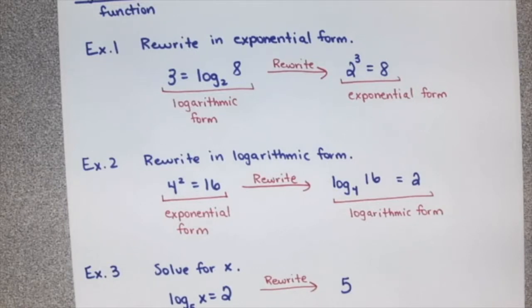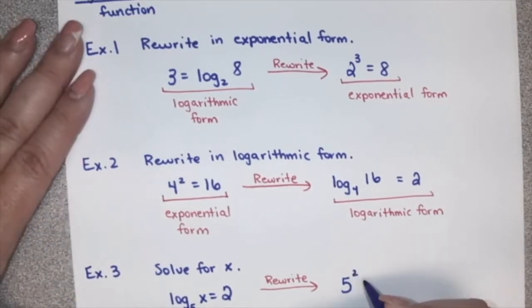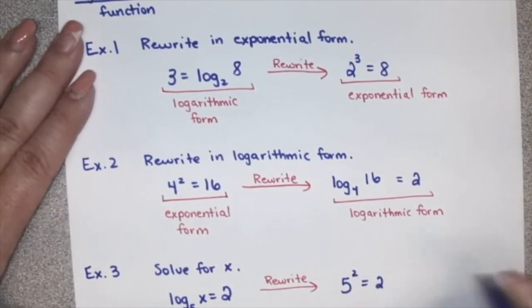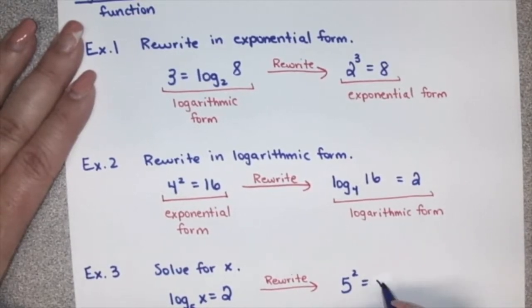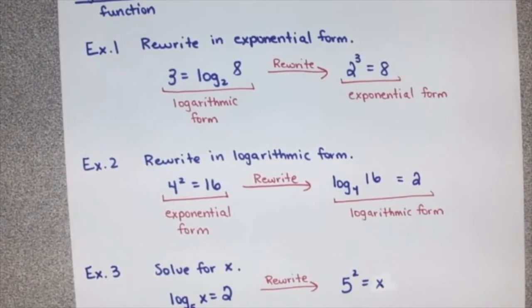Where do we put that when we switch it to exponential form? So the 2 becomes the what? The 2 becomes the exponent. Sorry, I'm kind of giving you the answer already. And then the x value just goes in the other spot. So we should be able to solve this now, right? Because what is 5 squared, of course? 25.